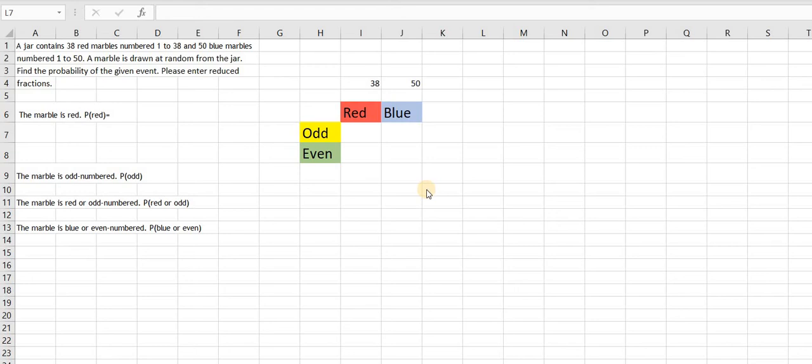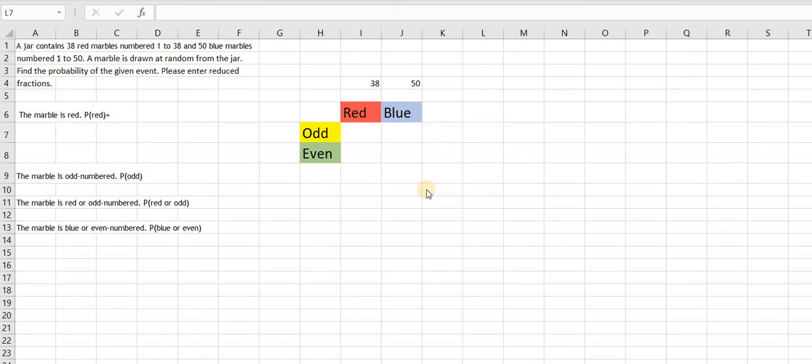A jar contains 38 red marbles numbered 1 to 38 and 50 blue marbles numbered 1 to 50. A marble is drawn at random from the jar. Find the probability of the given events, and we want to enter our answer as a fraction that is reduced.